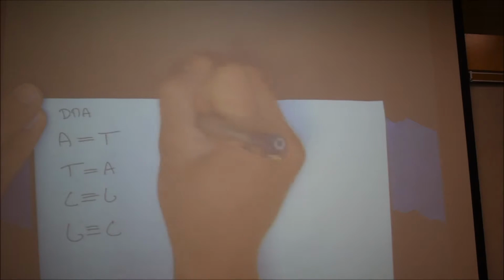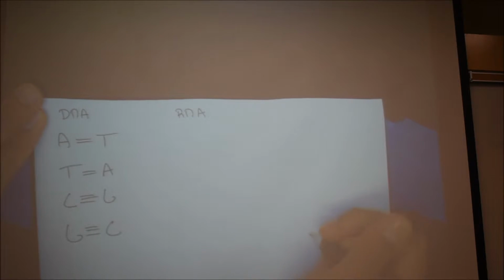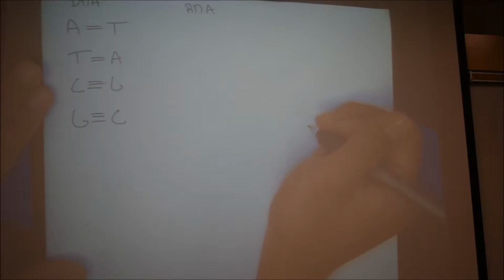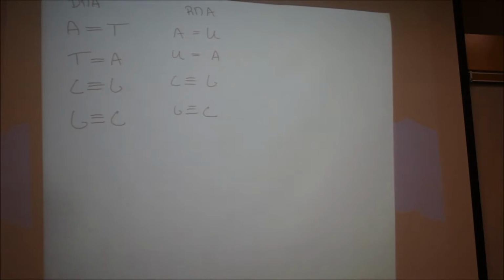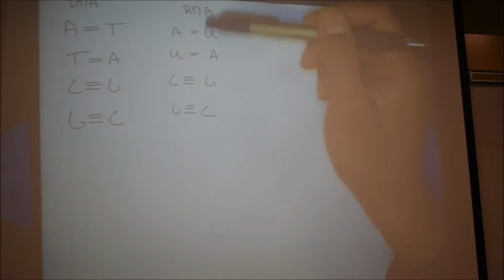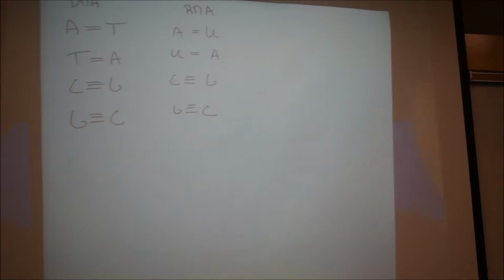And then for RNA, what we're going to see is that A is going to pair with U, U is going to pair with A, C is still pairing with G, G is still pairing with C. Okay, really quick, why did I put two lines between the A and the T combo, same with A and U, and then three lines between the C and the G?